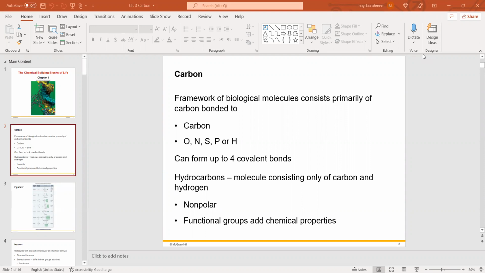Each of these basic compounds consists of a framework of carbon atoms bonded to other carbon atoms, or to oxygen, nitrogen, sulfur, phosphorus, or hydrogen. A chemical compound containing the element carbon is called an organic molecule. Because carbon atoms can form up to 4 covalent bonds, molecules containing carbon can form straight chains, branches, or even rings, balls, and coil shapes.